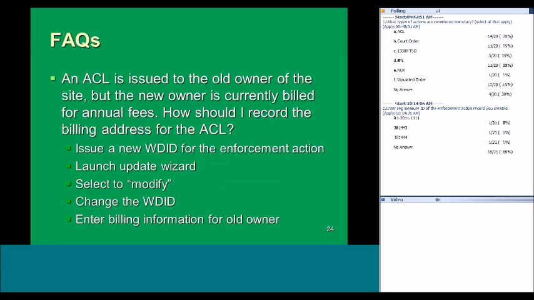Through the wizard, you can actually put end dates for identifiers, but I think it's important to keep the old ones there because it's linked through the rest of your case. But the important part is to issue the new WDID and that doesn't have a linked billing address, and then you'll have an opportunity to enter the correct billing information directly into that ACL record. And again, you do that by launching the update wizard, select modify, and change the WDID to what it needs to be.